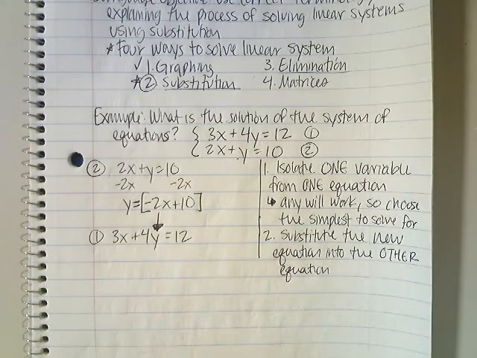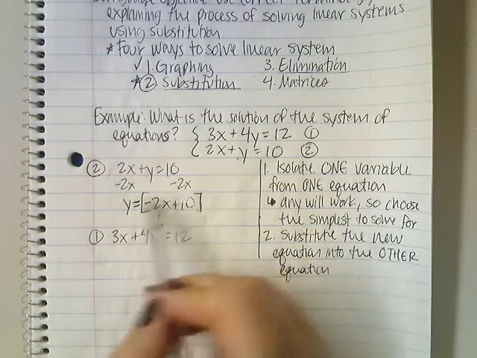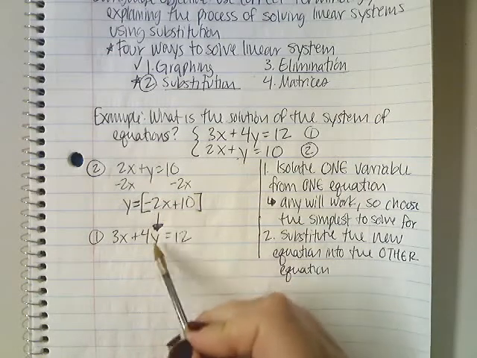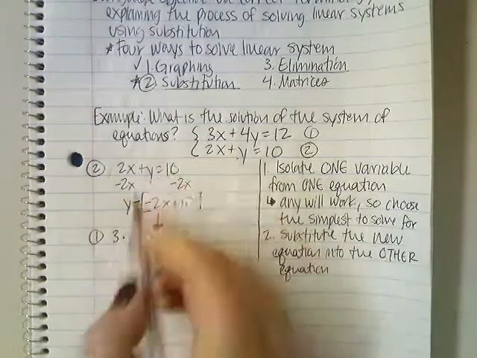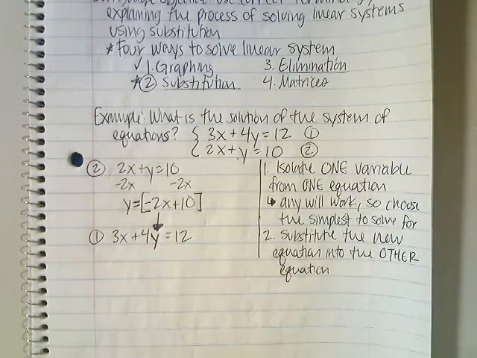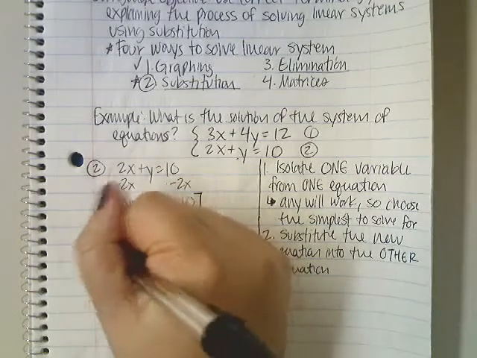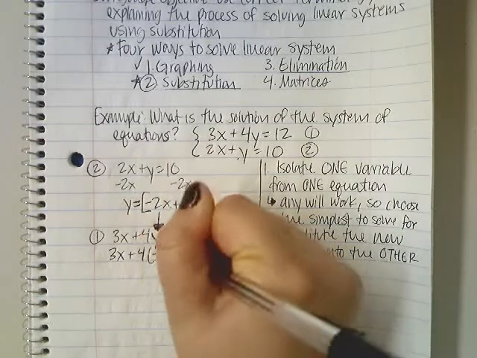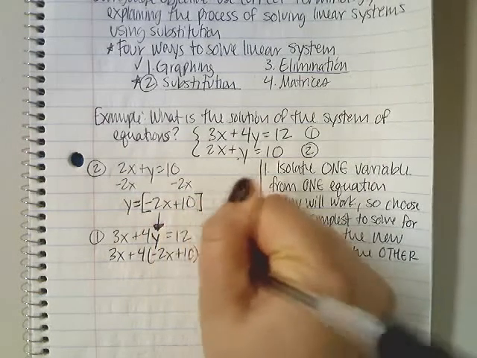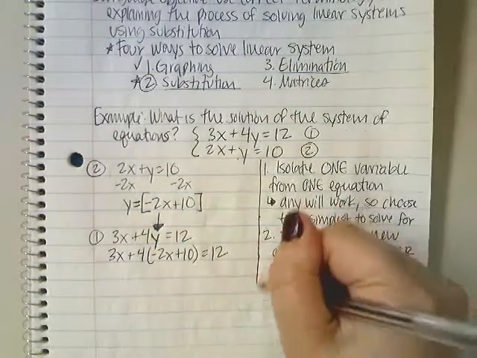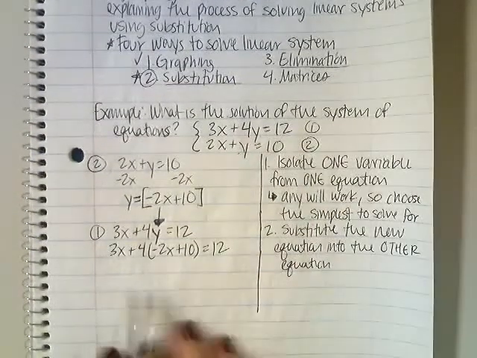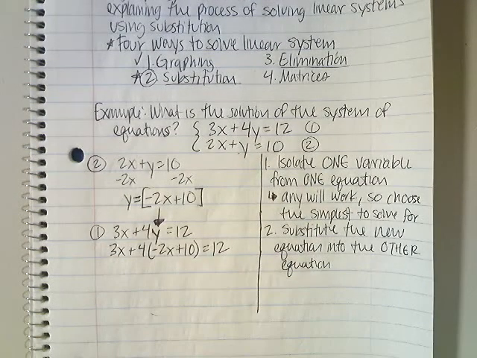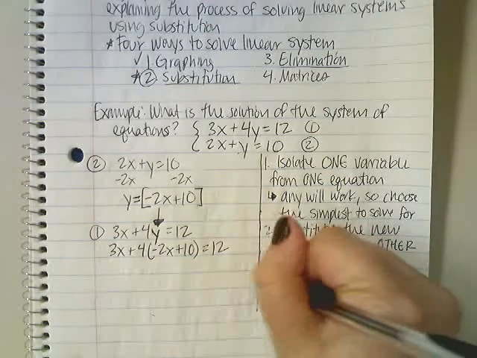This is the key step of substitution. I'm substituting this new expression in for this y here, since I know y is equal to this. So I substitute it in. I get 3x plus 4 times negative 2x plus 10 is equal to 12. Now I have an equation with only one variable. That's the goal. When I have an equation with one variable, then I can solve for that variable. So that's exactly what I'm going to do.